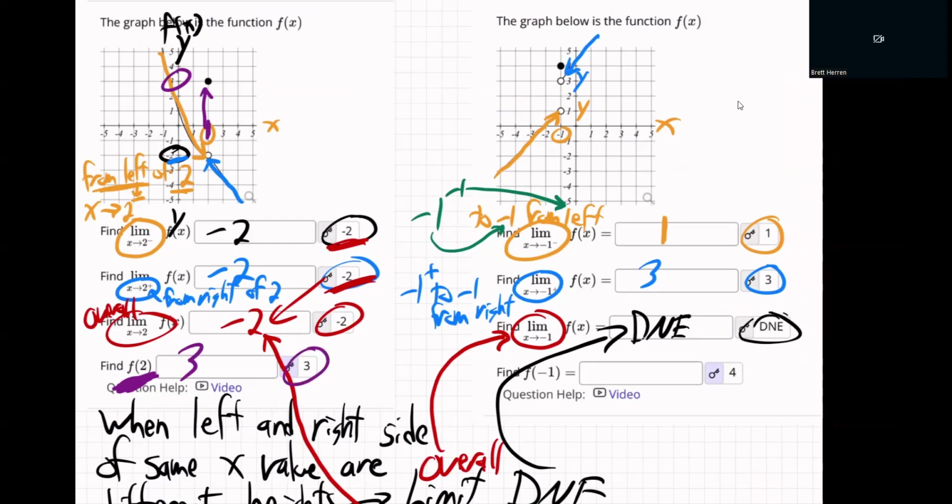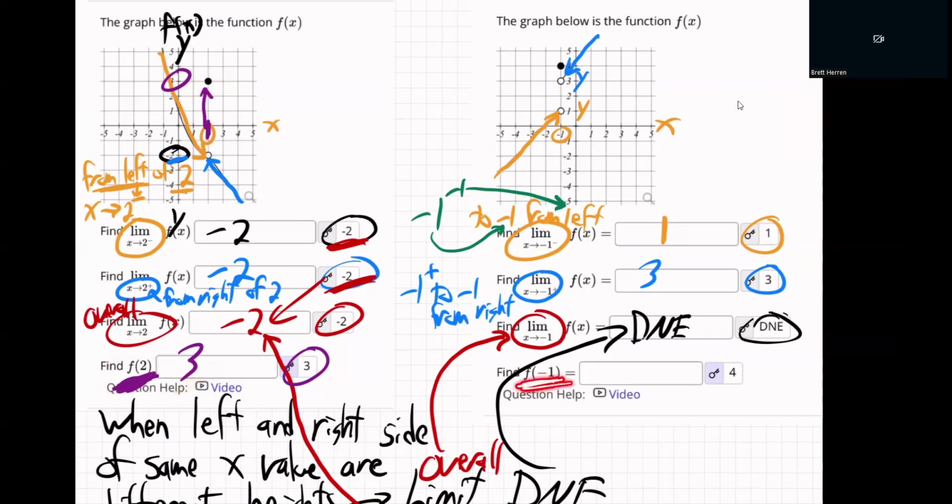You might think, well, what about all this stuff down here? Well, there's an open dot right there. So the function doesn't actually hit a height of -2. That is the limit. That's what it looks like it's headed to from the left and the right. But in actuality, the function at 2 is up at 3.